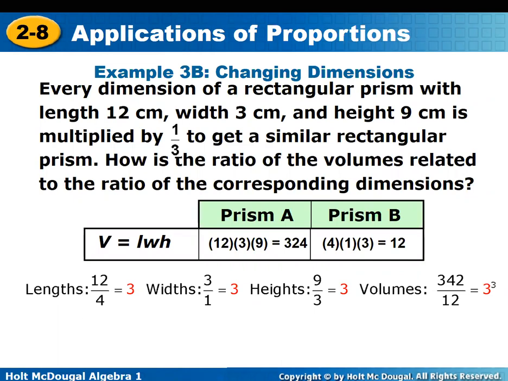If you go back to the question, how is the ratio of the volumes related to the ratio of the corresponding dimensions? The ratio of the volumes is the same as the ratio of the corresponding dimensions, but to the power of 3. To the power of what? 3, which means it's cubic, cube.